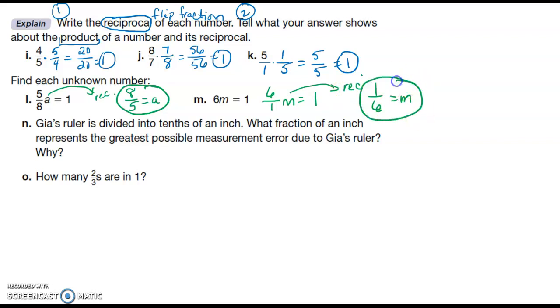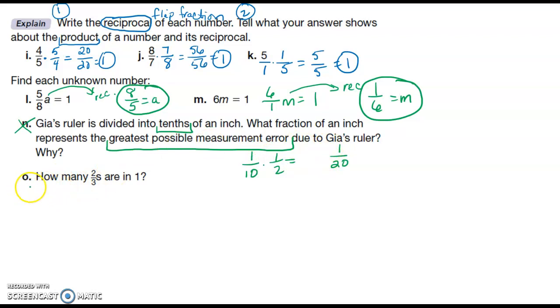Okay? Gia's ruler is divided into tenths of an inch. What fraction of an inch equals the greatest possible measurement of error? Okay, so it's always half of whatever the ruler's divided into, or half more. We're skipping this. You won't use this. I'm so sorry. But I believe that it's 1/20. Because what we would do is multiply 1/10 times 1/2 and get 1/20.